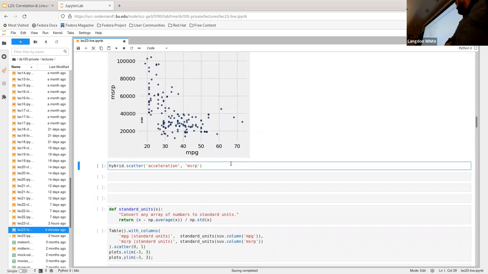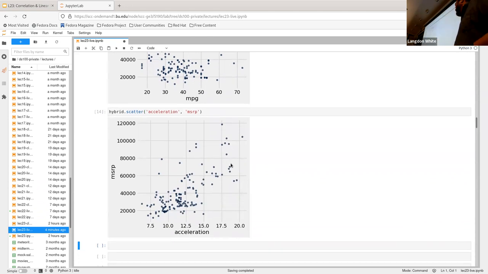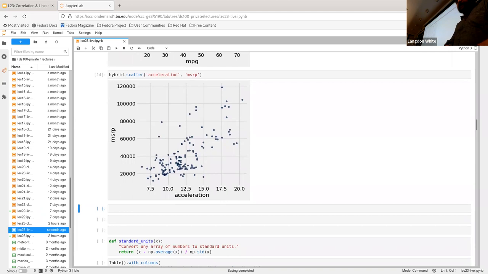So by way of comparison on the same data, we can look at acceleration versus MSRP. And what I was saying before is that a higher priced car tends to result in a higher acceleration. And as you can see, this one's much more clearly some sort of linear relationship between the two numbers. Of course you have outliers, you have some weirdness, but the line's pretty clear. So it'd be helpful to get good at recognizing those.